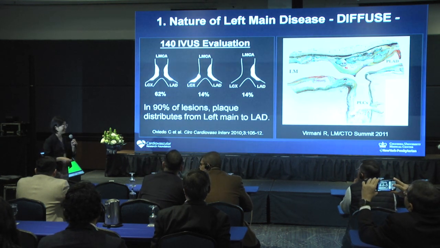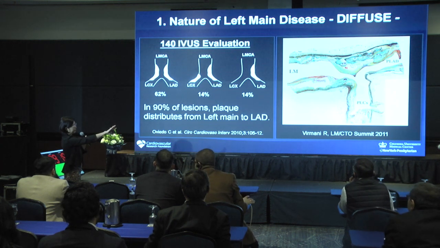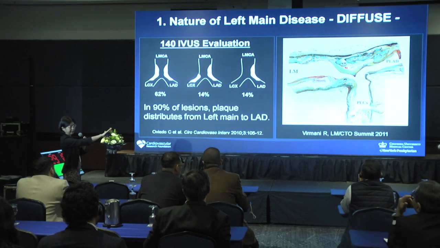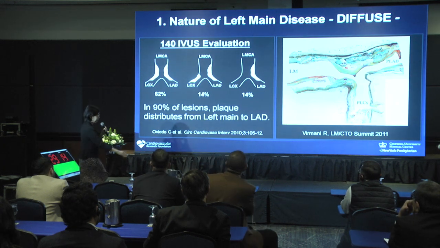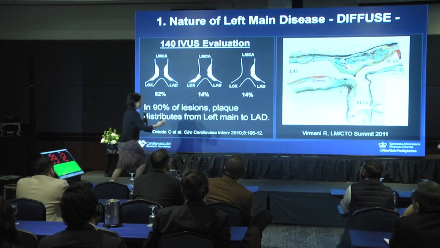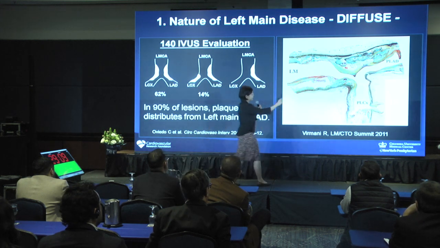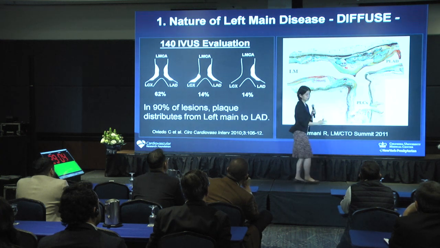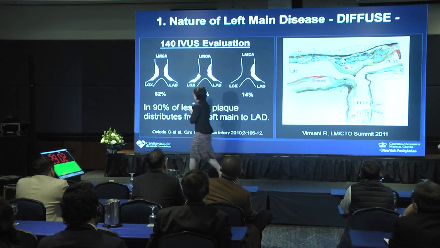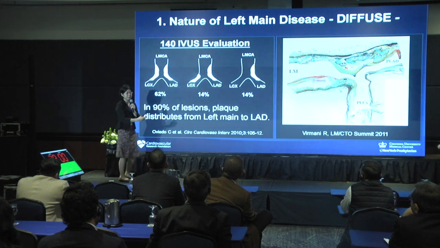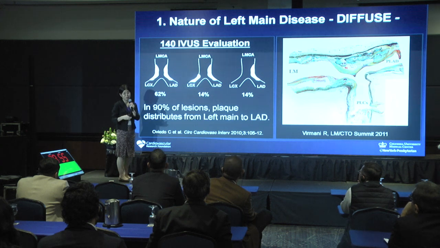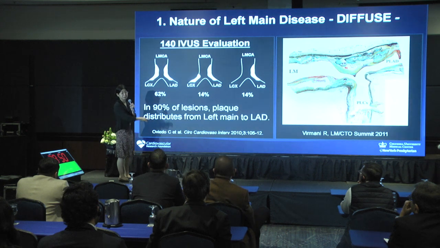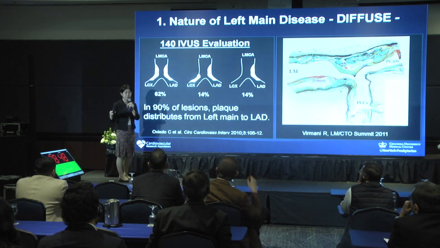This doesn't work? Okay. So the right-hand side is by the pathologist, Dr. Virmani. You see it's a very diffuse disease. Starting from the LAD to the left main, and circumflex to the left main, this is all plaque. That's always the case, right? And we did the study using IVUS. In this IVUS study, we did the pullback from LAD to the left main and circumflex to the left main, so we see both side branches directly. And we see 90% of the time, the plaque continues from the LAD to the left main.